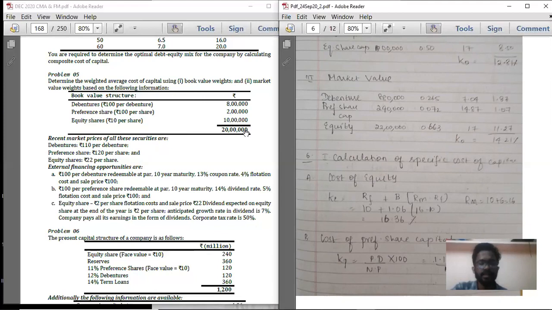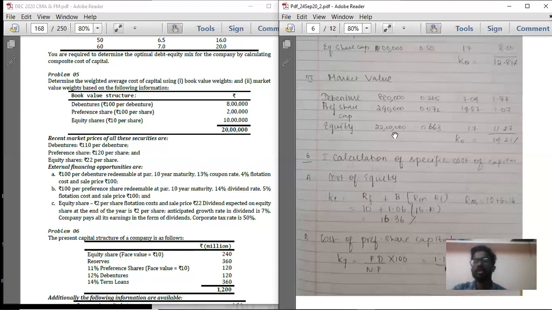That is 1 lakh shares. Total 1 lakh shares. What is the market value per share? 22. 1 lakh into 22, you are getting 22 lakhs. So in respect of equity record, 22 lakhs. Now, equity total it, all the market value totally 22 lakhs plus 2 lakh 40,000 plus 8 lakh 80,000. You are getting 33 lakh 20,000.